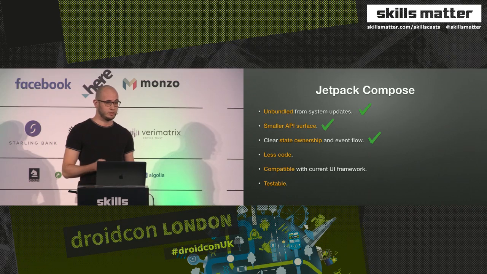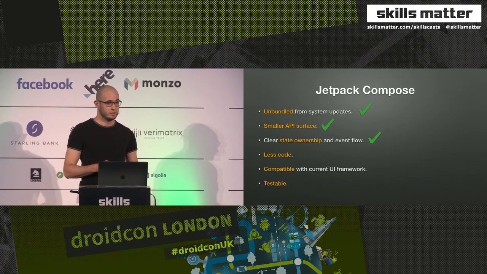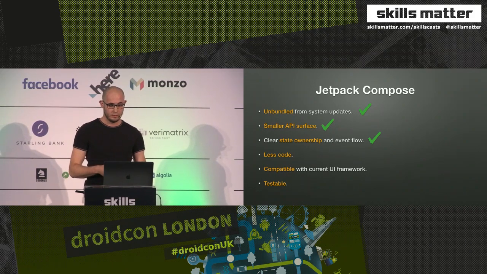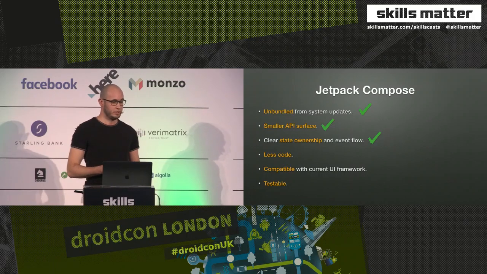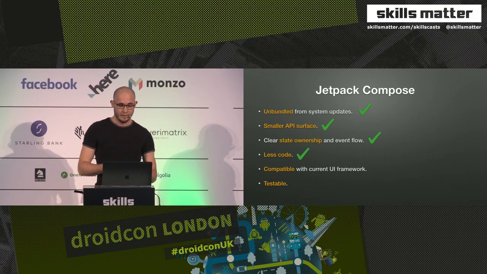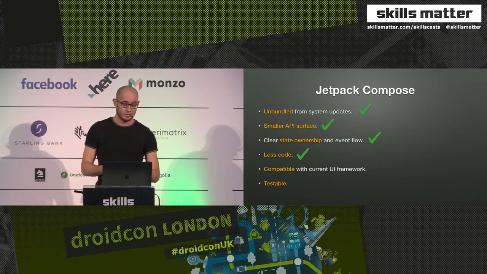Clear state ownership is, of course, also there, and we'll talk about specifics later. It borrows from frameworks like React, Flutter, or Vue.js, which work. People are happy with them, so why not use them? It will be less code, most likely. We don't even know it because we didn't see any actual production-level application, and the APIs are not stable. But it most likely will be less code.